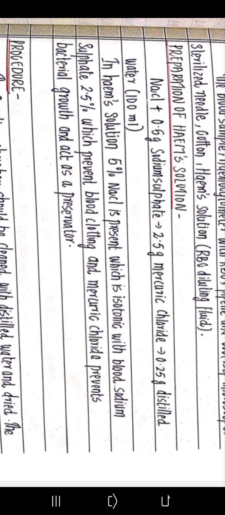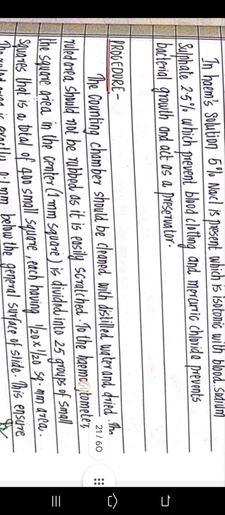Once again, I am going to read this. Preparation of Hayem's fluid: NaCl, 0.5 gram sodium sulfate, 2.5 gram mercuric chloride, 0.25 gram, distilled water 100 ml. In Hayem's solution, 5% NaCl is present, which is isotonic with blood. Sodium sulfate 2.5% prevents blood clotting, and mercuric chloride prevents bacterial growth and acts as a preservative.